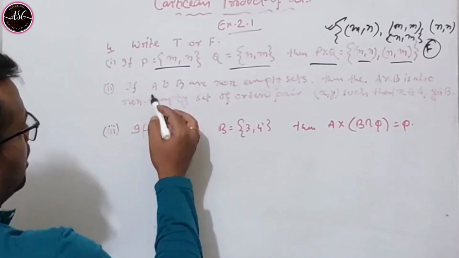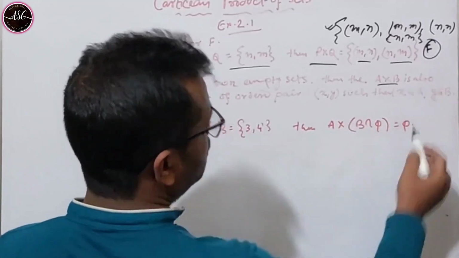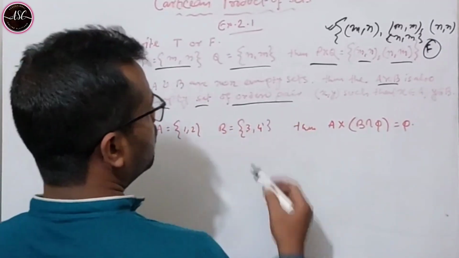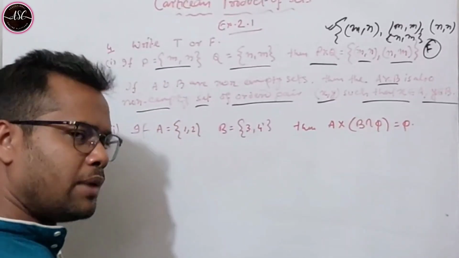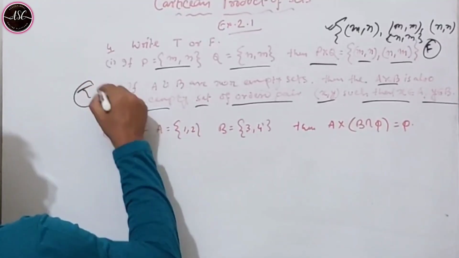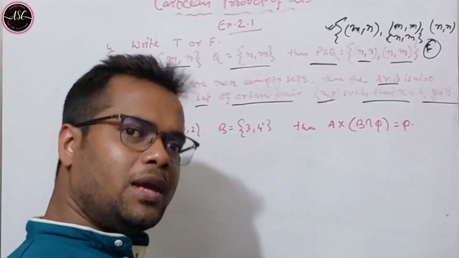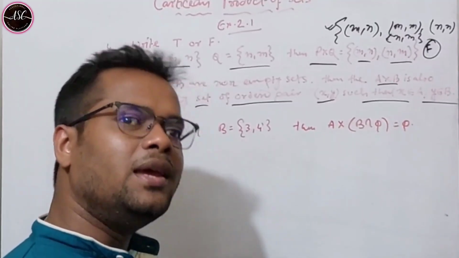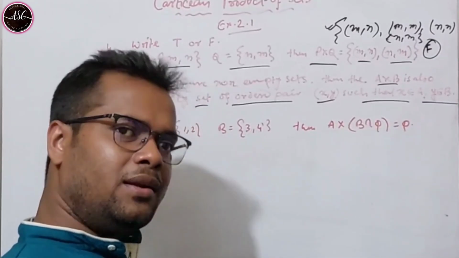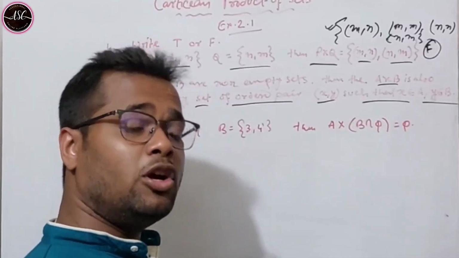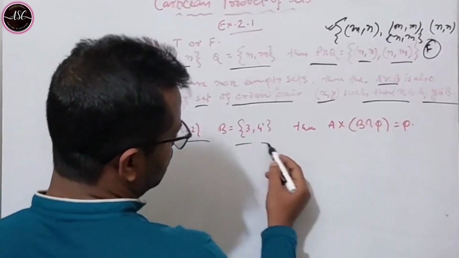Then, if A and B are non-empty sets, then the Cartesian product A cross B is a non-empty set of ordered pairs (x, y) such that x belongs to A and y belongs to B. This is absolutely right, so this is a true statement. From the definition of the Cartesian product, we know that if A and B are non-empty sets, then the Cartesian product of A and B is also a non-empty set containing the ordered pairs (x, y) such that x belongs to A, y belongs to B. So this is true.